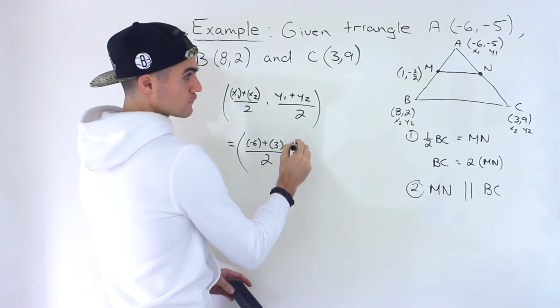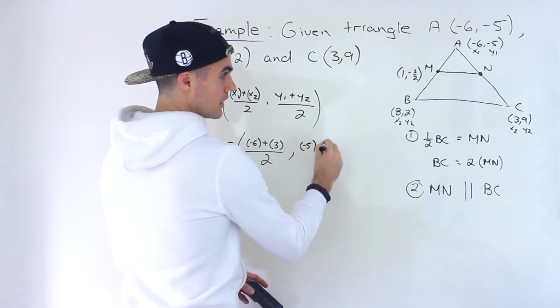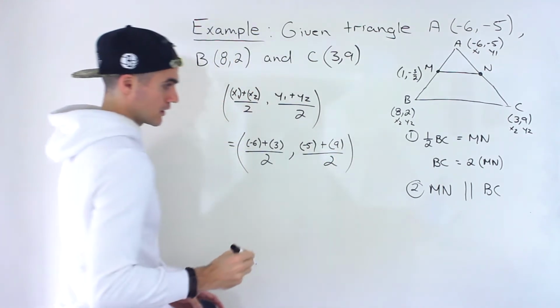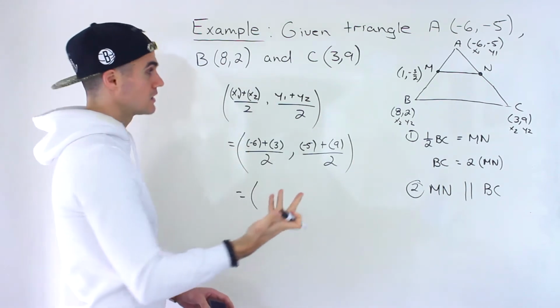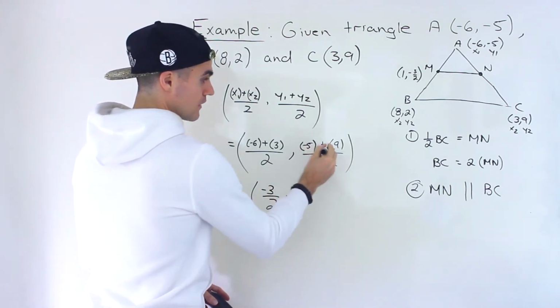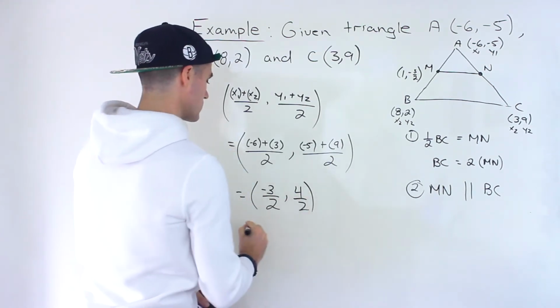And then we'll have y1, which is negative 5, plus y2, which is 9. And we're going to divide that by 2. So over here, negative 6 plus 3 gives us negative 3. That's going to be over 2. Negative 5 plus 9 gives us positive 4. That's going to be divided by 2.